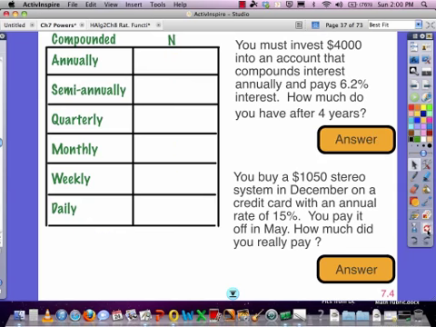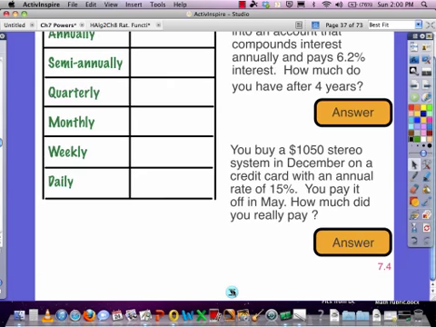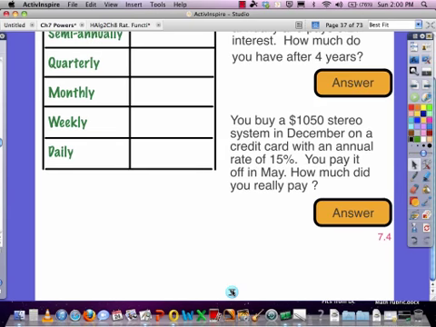Okay, let's reset that. And again, go for the same thing. Let's actually move this down so we got a little more room to write this time. This time, you're buying a $1,050 stereo system in December on a credit card. So we're going to do the same thing, but now this is like paying the debt loan situation. With an annual rate of 15%, you pay it off in May. How much did you really pay for the stereo? So some people would say, well, $1,050. No, because you waited and used your credit card and paid it off, then you're also accruing some interest, which you really have to take into account.